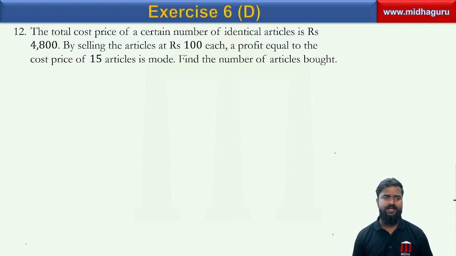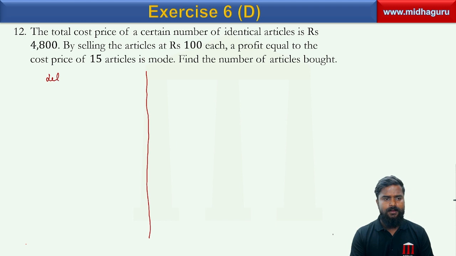Now the next question says the total cost price of a certain number of identical articles is rupees 4800. By selling the articles at rupees 100 each, a profit equal to the cost price of 15 articles is made. Find the number of articles bought.